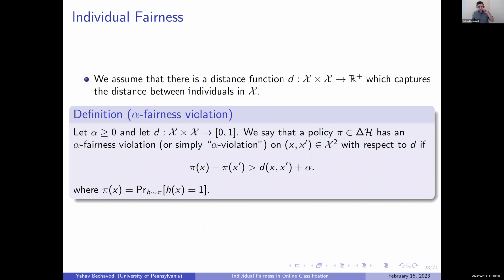All right. So individual fairness. How do we approach this? We assume that there is a distance function. For a single auditor, we assume that the auditor holds a distance function, which captures the similarity or the distance between the individuals in the space. And we define an alpha fairness violation as a situation in which, for a given policy pi, the difference in predictions is larger than the distance between the individuals according to the implicit belief of this auditor, plus some alpha slack term.